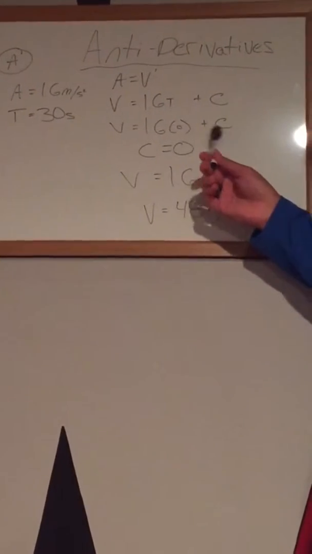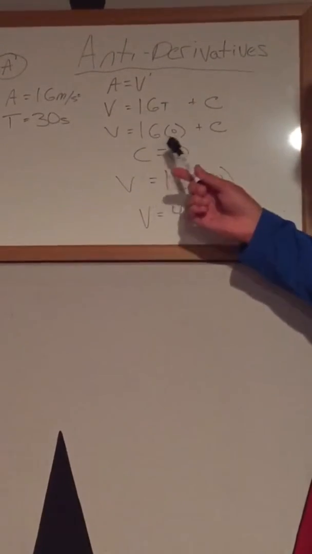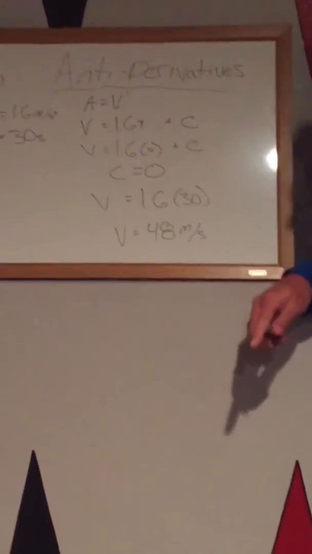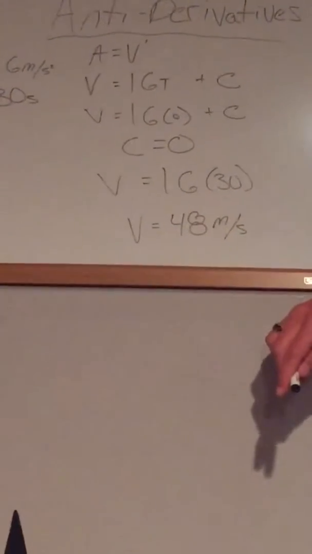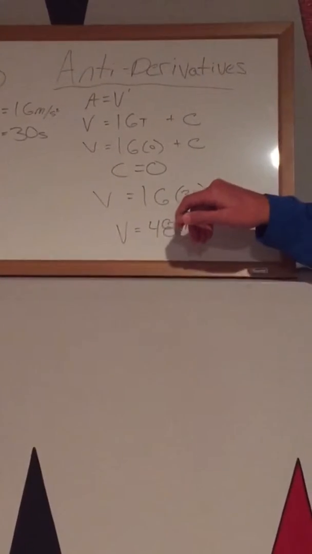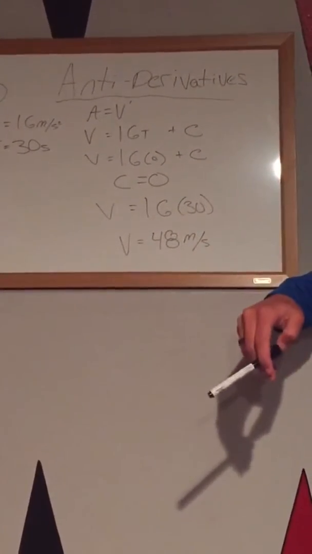Because you want to find c, you set time equal to 0, and you find that t is equal to 0. Normally you would put it back in this equation, but since it's equal to 0, it doesn't matter. Because t is 30 seconds, your new equation is v equals 1.6t. So you plug in 30 seconds for t, and you get 48 meters per second.